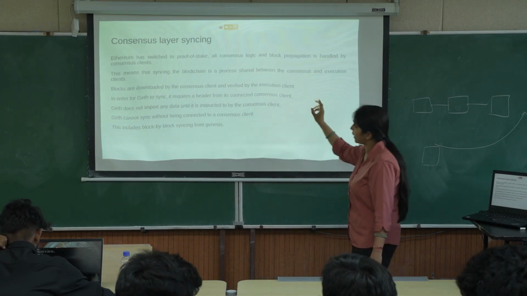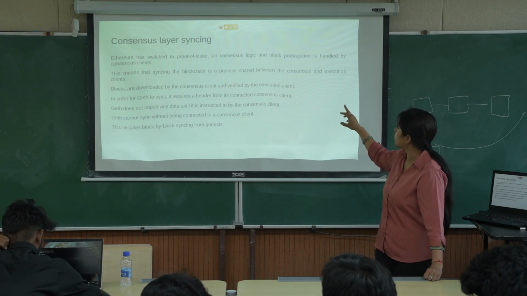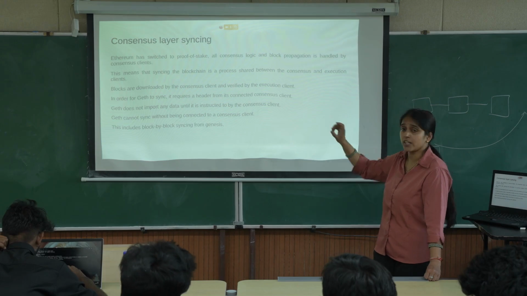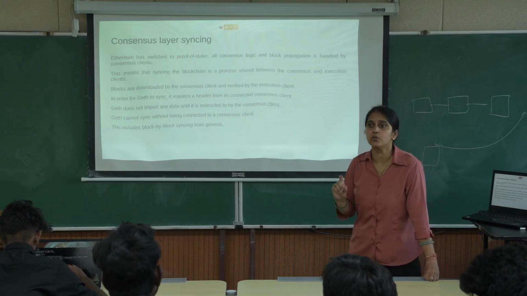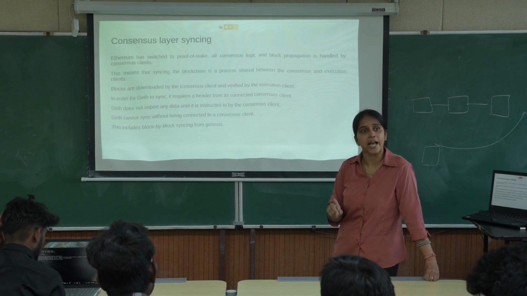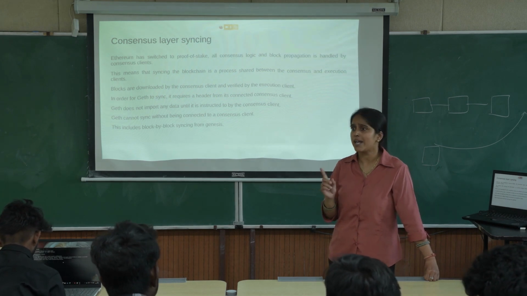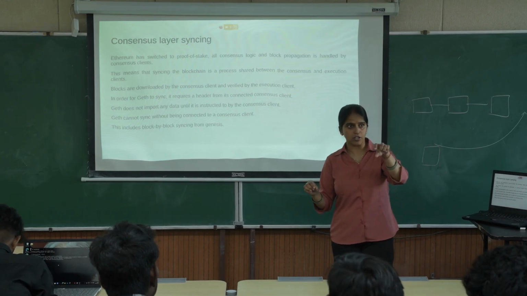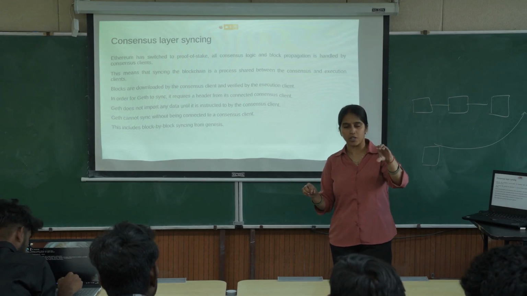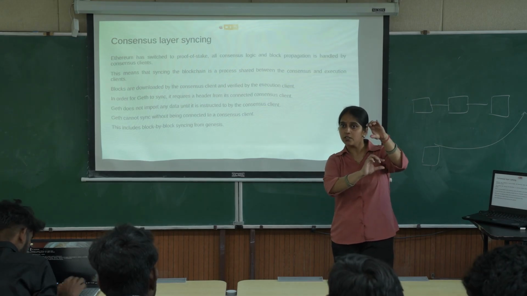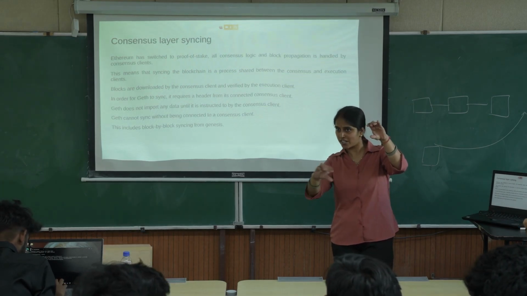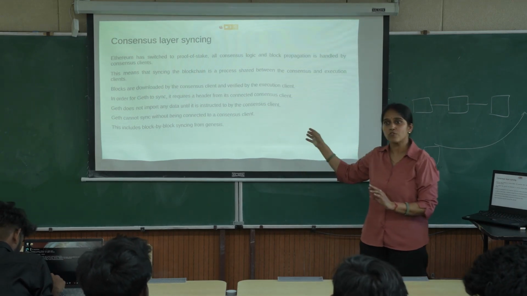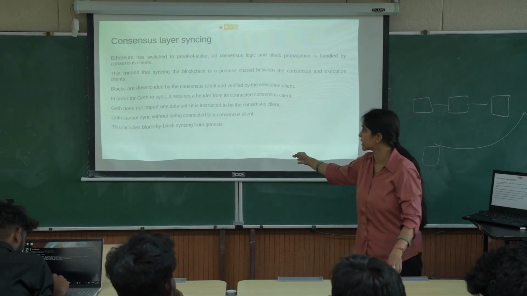While doing this kind of information, we have to synchronize our blockchain, and when Ethereum shifted from proof of work to proof of stake, it had to change all the information. Like Sushmita ma'am told you, while changing from proof of work to proof of stake, they started a node, the Beacon chain, and then they merged the whole chain. So that was the consensus layer synchronization.